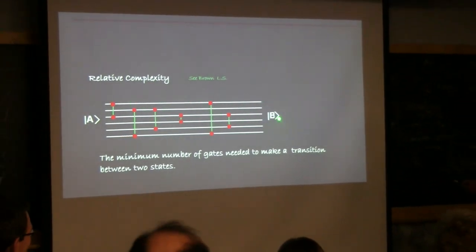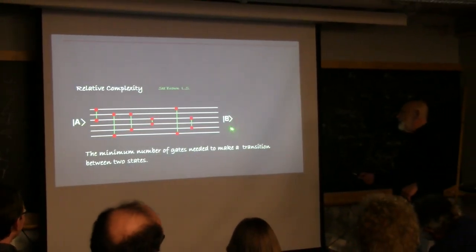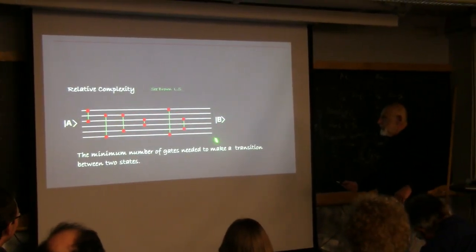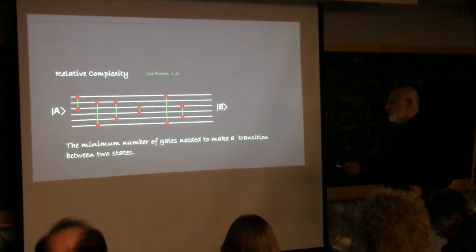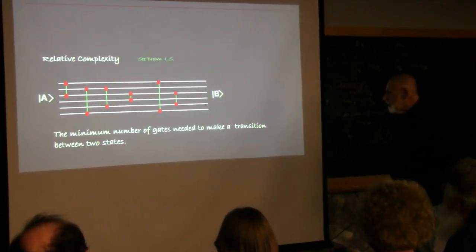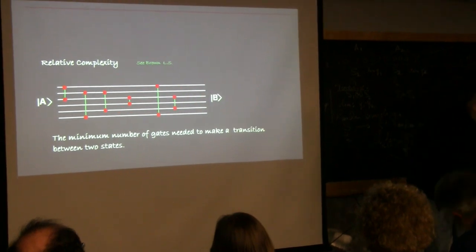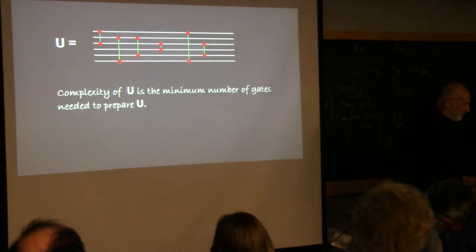It's the minimum number of quantum gates that it takes to go from starting with B to get to A, or vice versa, it's symmetric. The minimum number of gates to make a transition between the two states. And that's a new form of metric.